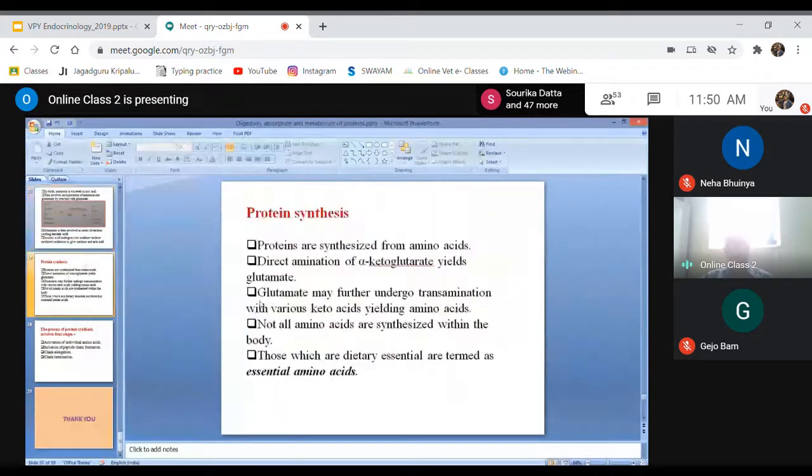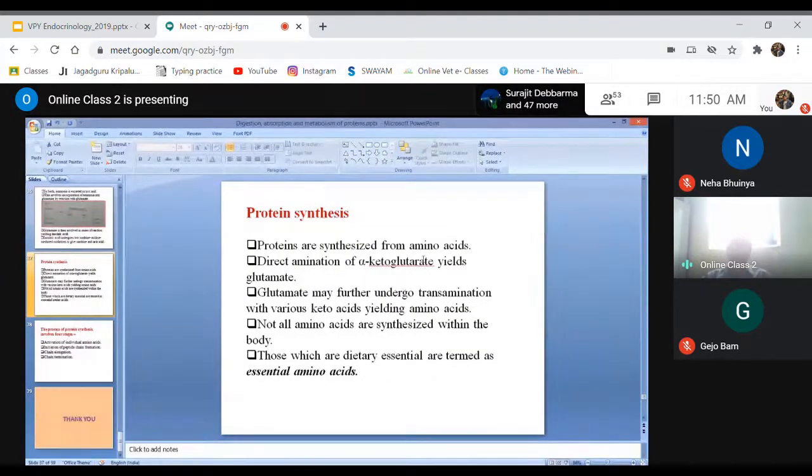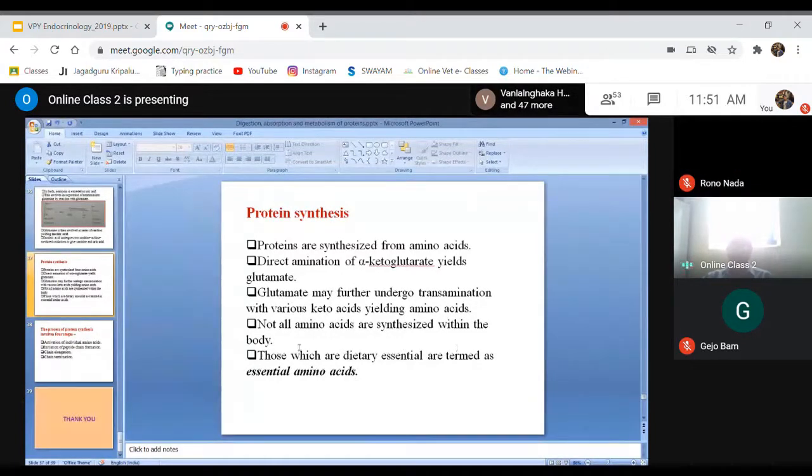Protein synthesis. There are different ways of protein synthesis in animals, and some of the amino acids will be synthesized, but all of you know that most of the amino acids are dietary essential for the animal, and they are known as essential amino acids.